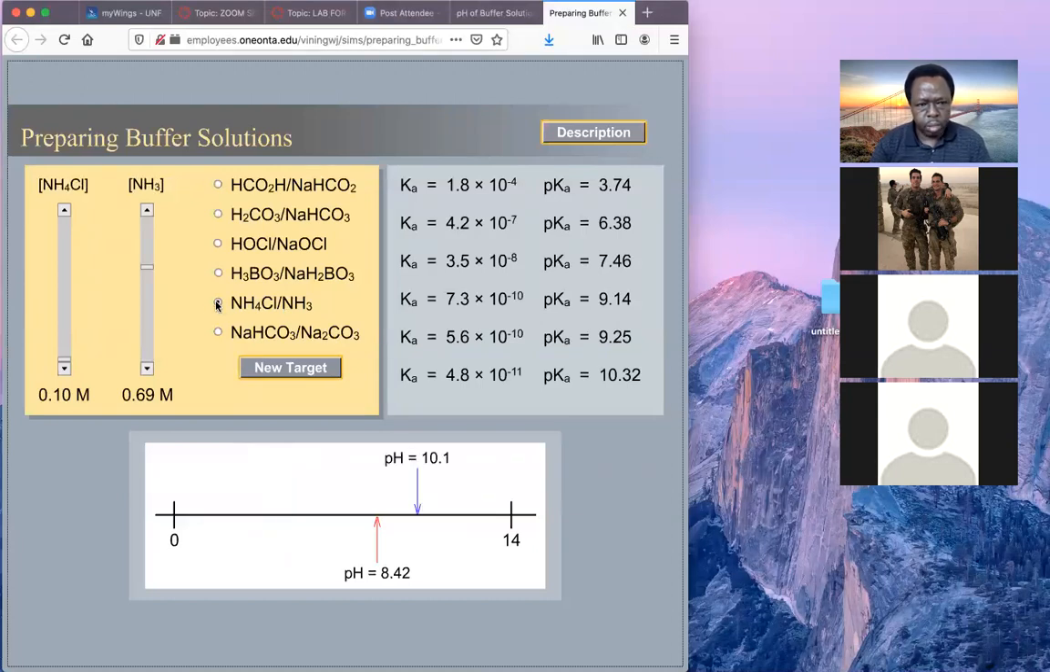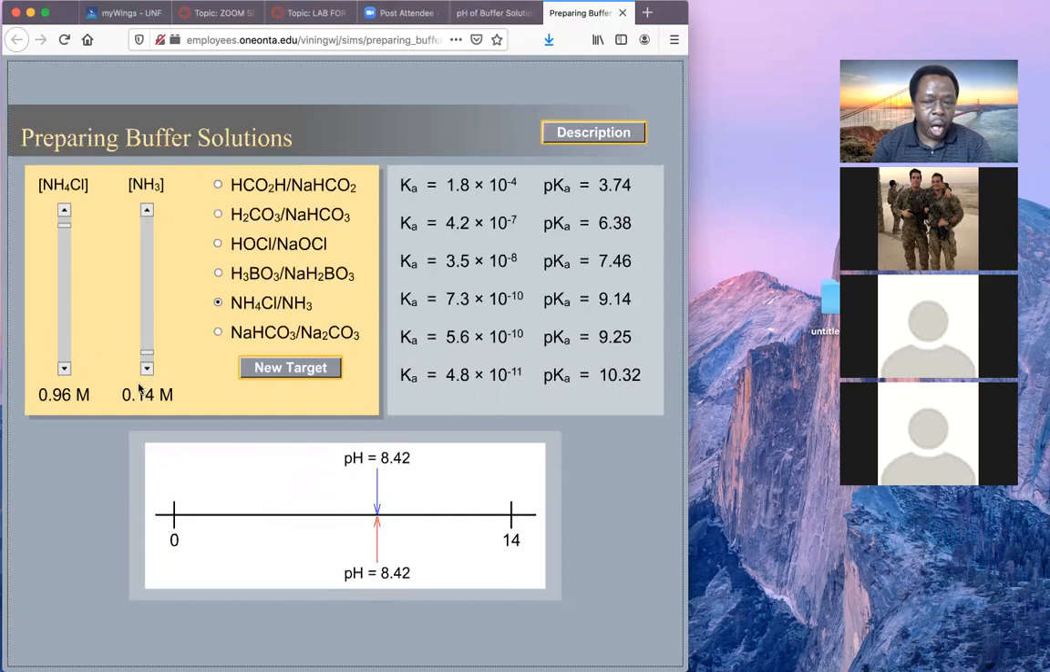So it changed, and then you now adjust this until you get that. You see how it goes, 8.4. Maybe changing this. Yeah, like that. So that is the target. You see now, this is the target, 8.42, and this is the pH.